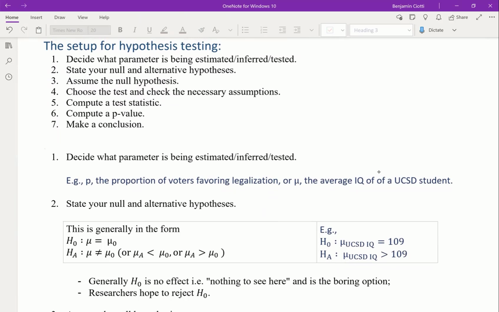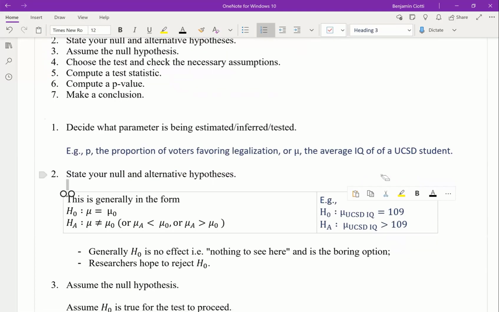So, for example, in the earlier example that I did involving the proportion of voters that favor legalization, we were trying to infer something about the true proportion of voters that favor legalization. That's an example of a proportion. So sometimes you're trying to estimate a proportion. Other times you're trying to estimate a mean, such as with the average IQ of a UCSD student example. The next step in hypothesis testing is to state your null and alternative hypotheses.